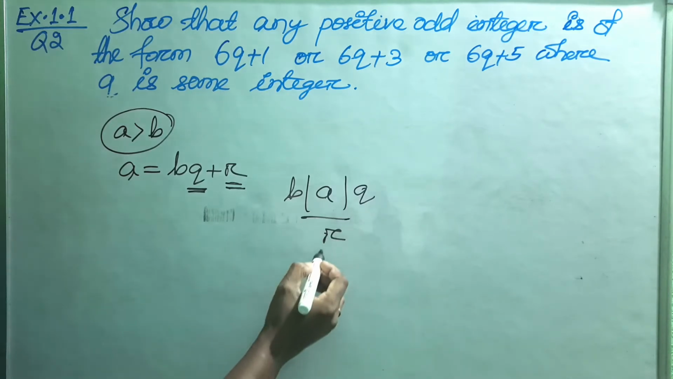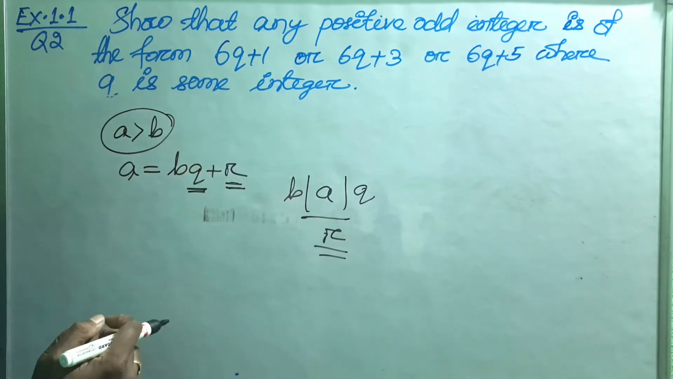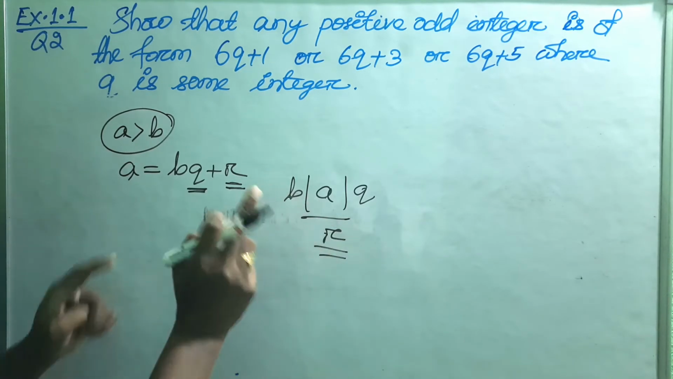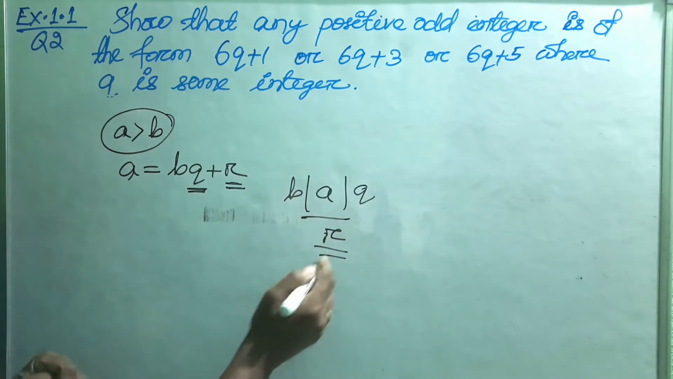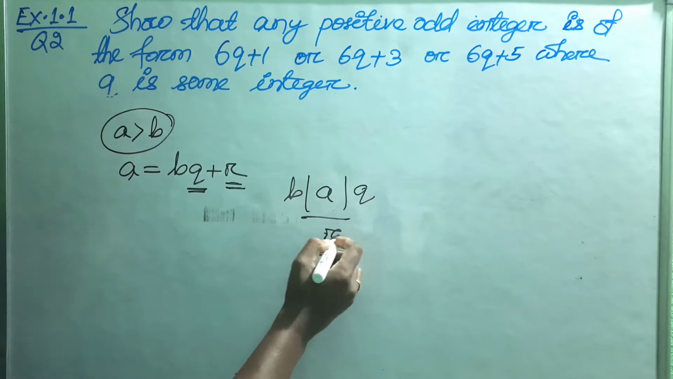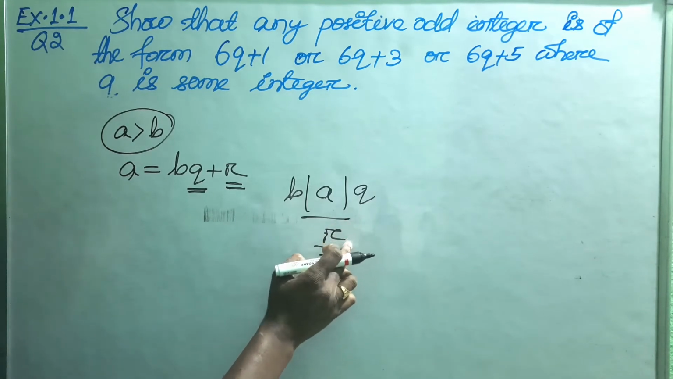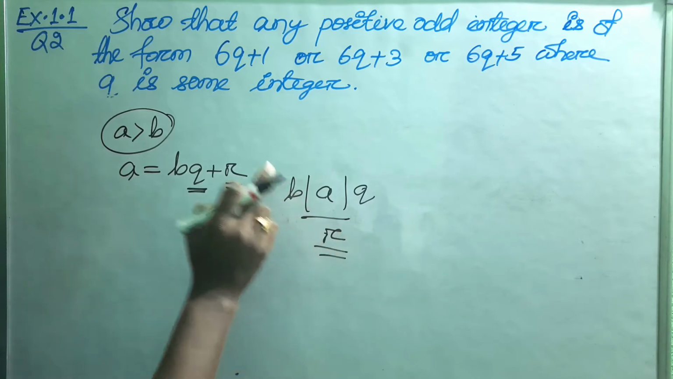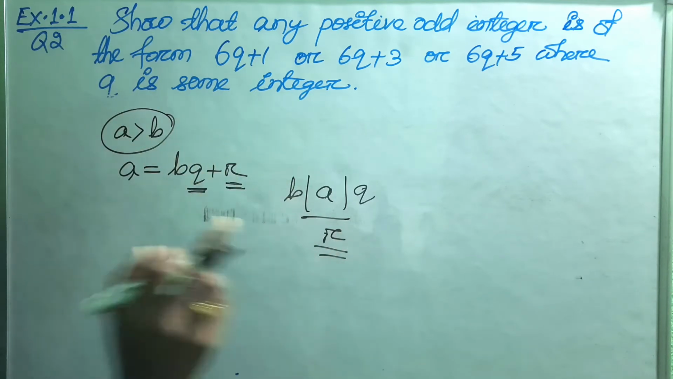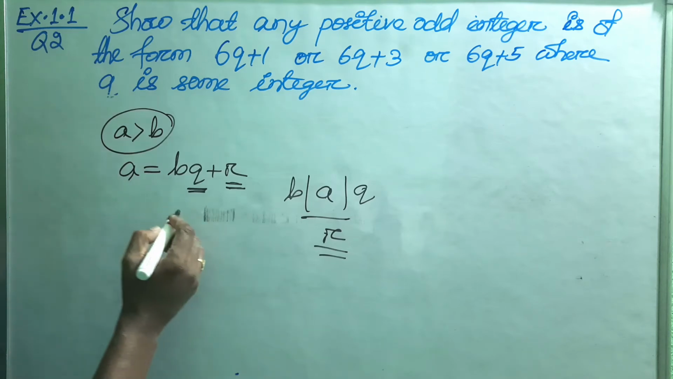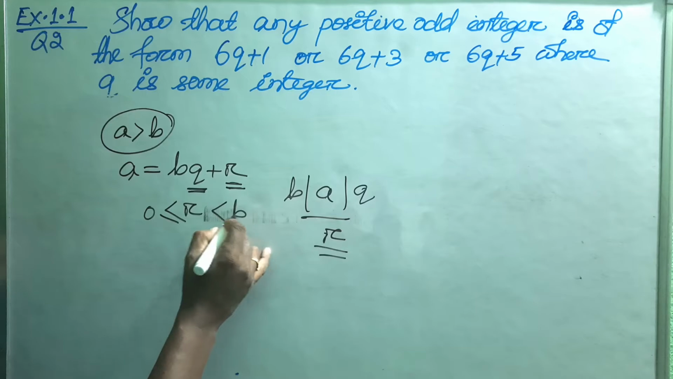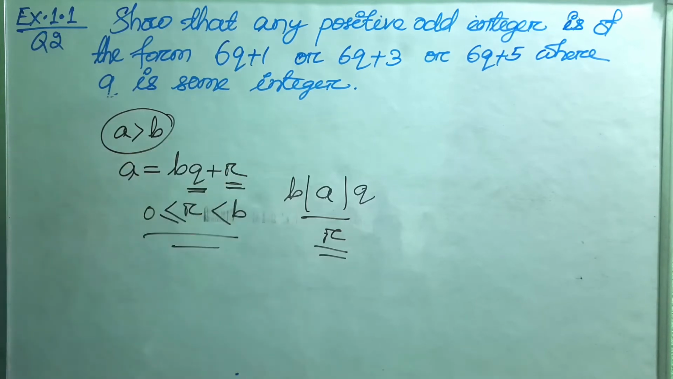Now this remainder may be 0, and it is always less than b. It cannot be equal to b. Why? Because if the remainder were equal to b, then obviously it would be divisible by the divisor b. So that is why the remainder cannot be equal to b. So here the value of r is greater than or equal to 0 and less than b. So this is our Euclid's division lemma.